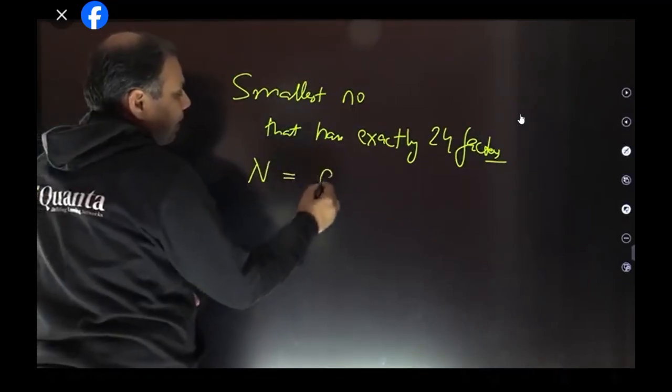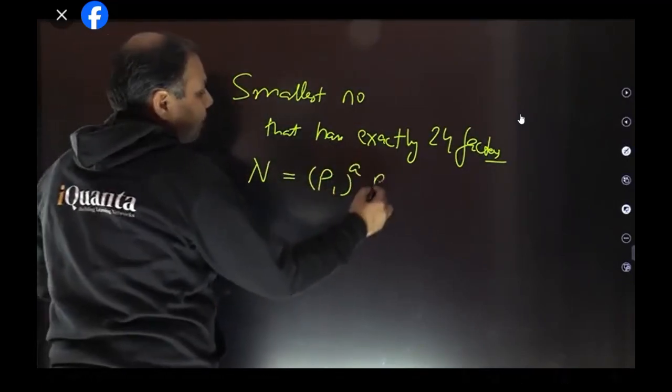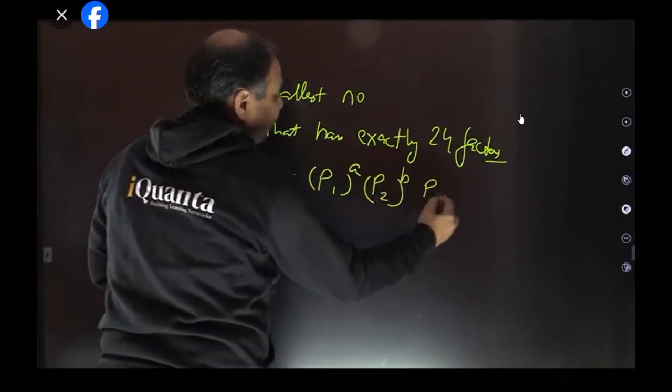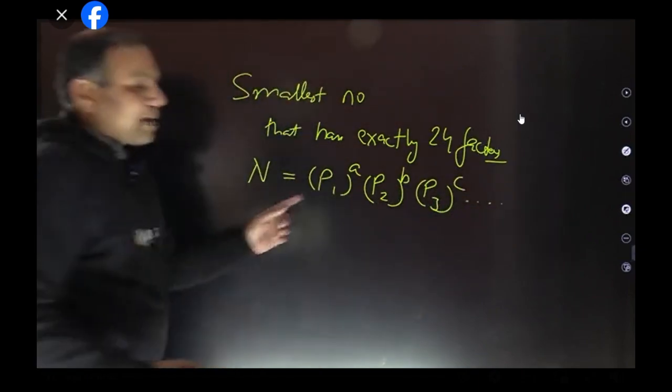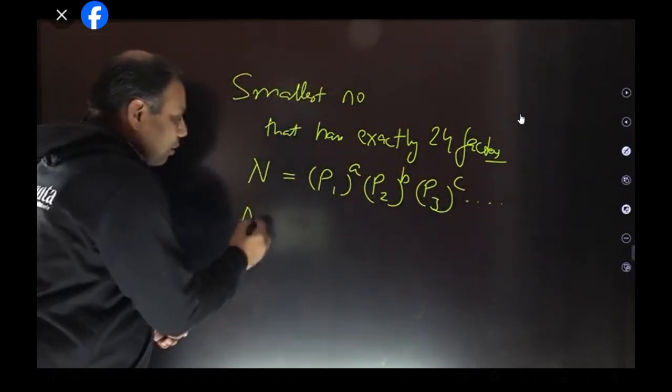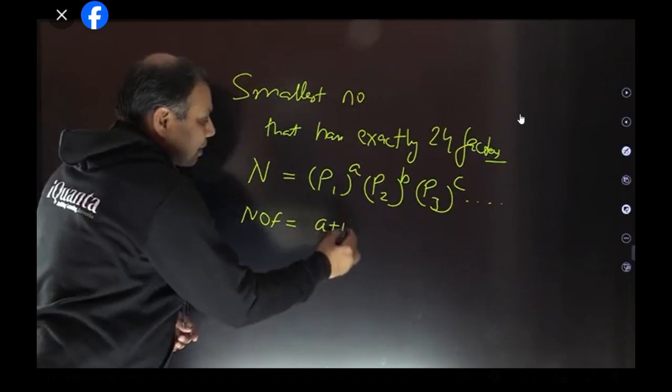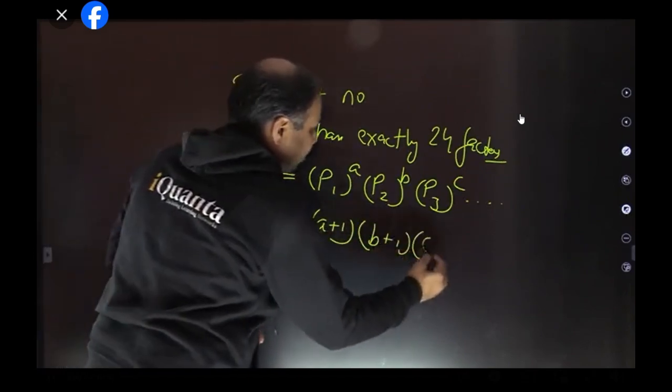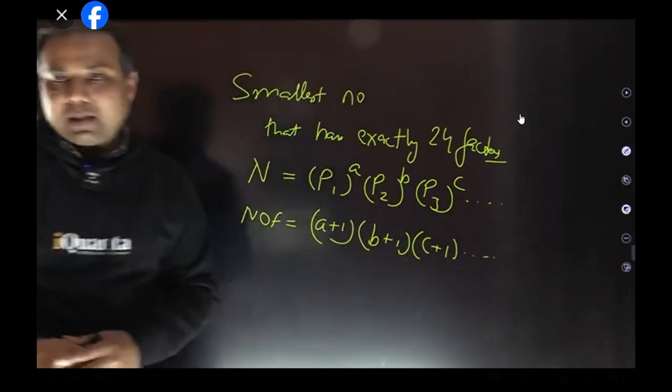Number is of the form prime 1 raised to power a, prime number 2 raised to power b, prime number 3 raised to power c, and so on, that is a prime factorization of the number. In that case, number of factors is given by (a plus 1) into (b plus 1) into (c plus 1) and so on. Fine, we have discussed this in detail.